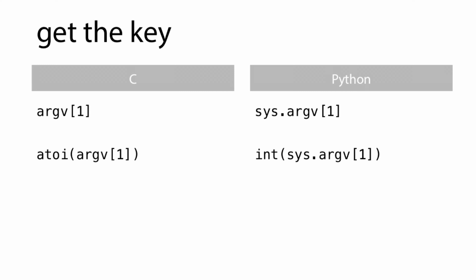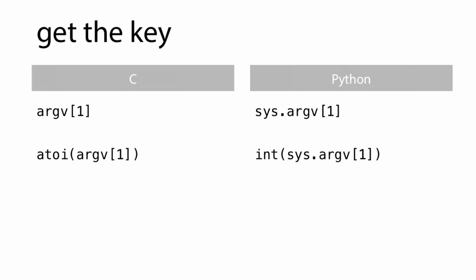In Python, it's going to be the same, but in order to access argv, we're going to have to add in system, or sys, before that. Then, argv is a string, so we need to cast that to an integer. In C, we used the atoi function, and in Python, we're going to add int before that, and then the variable in brackets, and there you have your key as an integer.